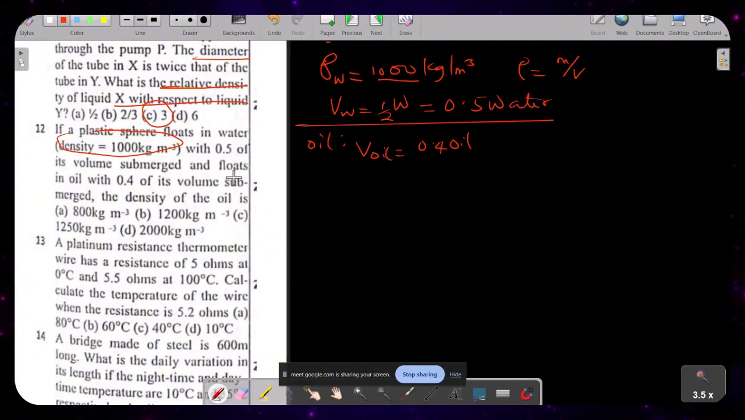Okay. Look at the way I'm interpreting this question. Then I now ask you, the density of oil is, then you are now looking for the density of oil. Very simple. Remember, let's go again. We have density of water. The density of water is how many? 1000 kilogram per meter cube.